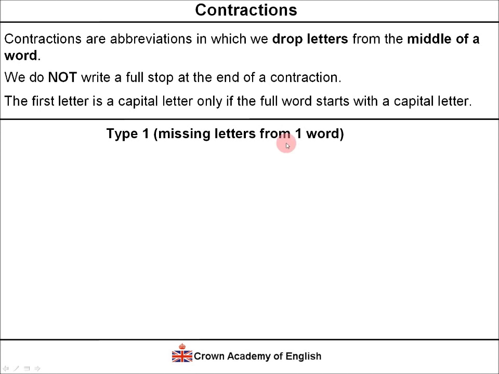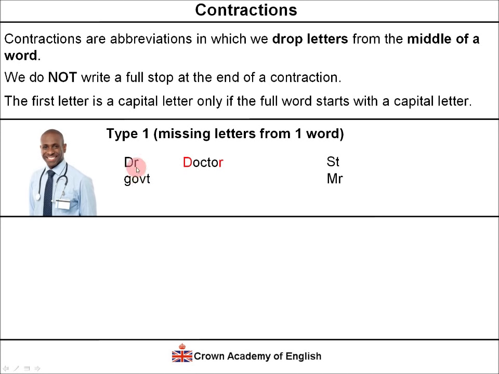Type 1. Missing letters coming from one word. So here are some common examples. So Dr, this abbreviation, is the abbreviation for doctor. So you can see we have dropped letters from the middle of the word. This means government. So we have dropped these letters. This means saint. And this means mister.